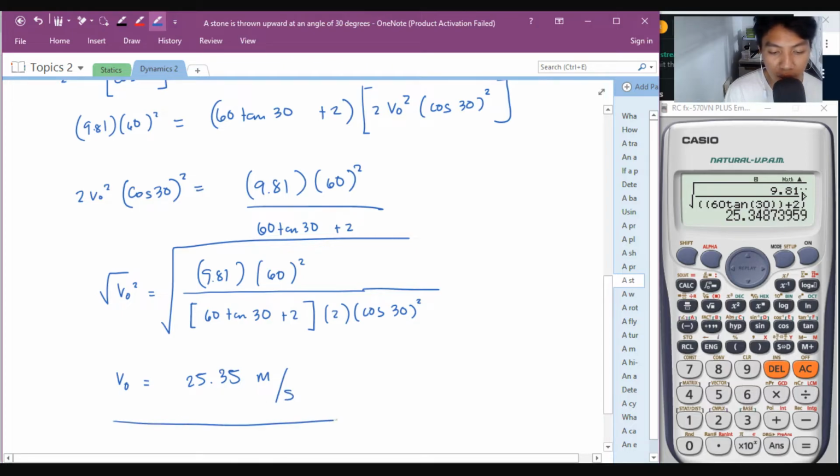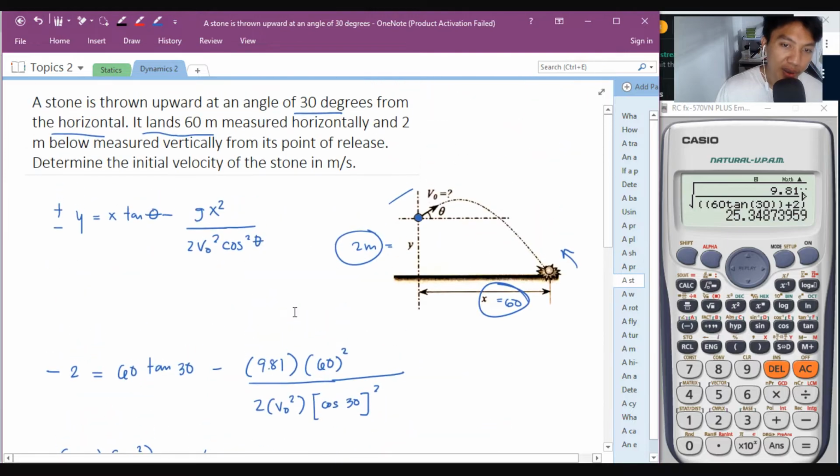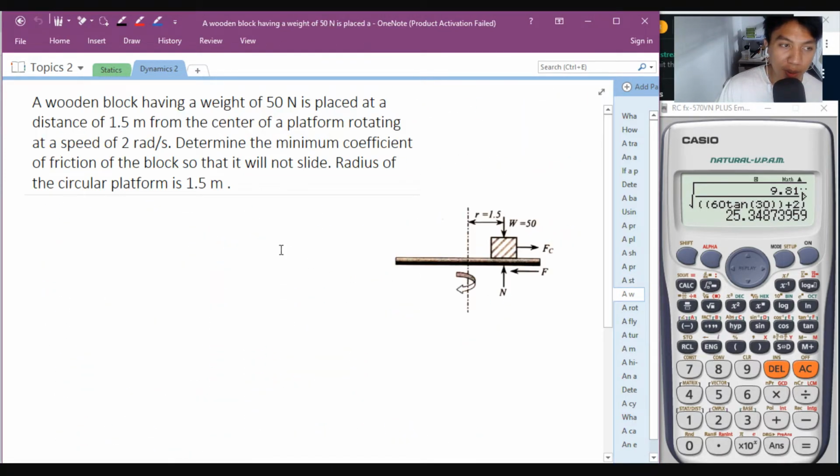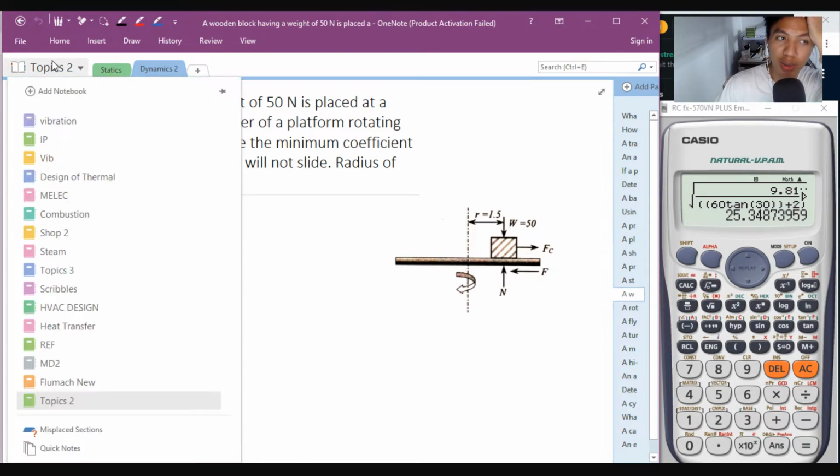Very basic. Okay? That is for problem number 2. Basic algebra lang. Okay? How about the next problem? So this is a problem of rotational motion. So let us go with rotational motion.